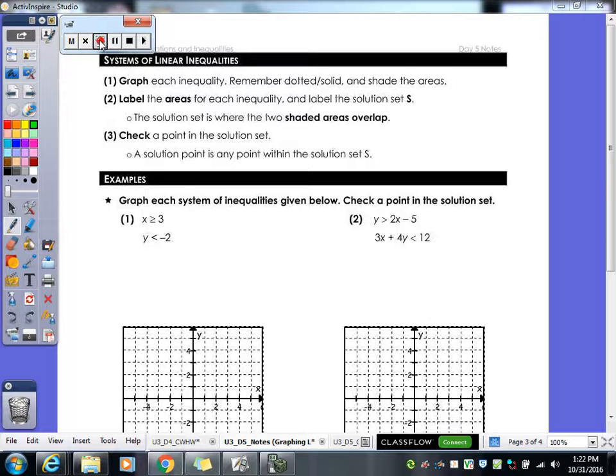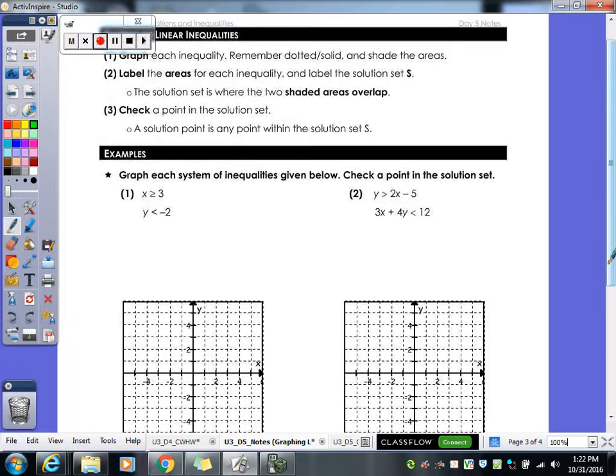So on your Regents exam, you can use a pencil for one. If you're really confident, you can use your pen for the other one. So your graphing is going to be just like what we were doing before. So let's take a look at number 1. I'm starting off with my x is greater than or equal to 3.